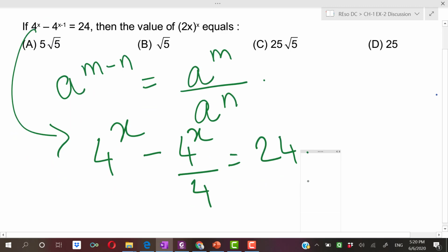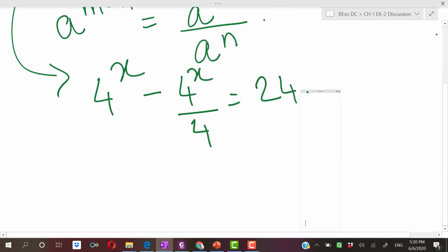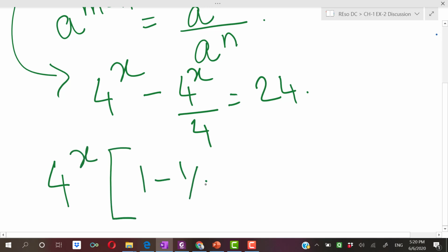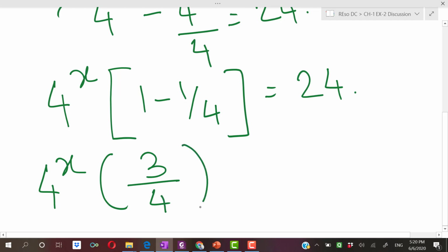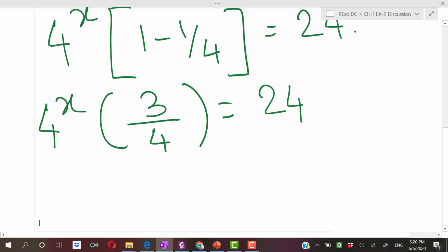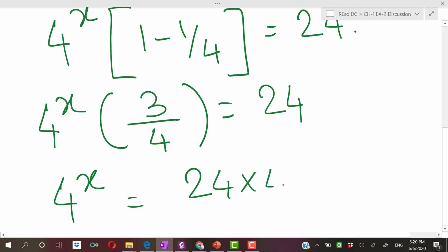Simplifying further, I will take 4 raised to the power x common. So this will be 1 minus 1 upon 4, which will be equal to 24. Okay. So further, 4 raised to the power x multiplied by 3 upon 4 will be equal to 24. So what I will have is 4 raised to the power x is equal to 24 into 4 divided by 3, which is equal to 8 into 4.